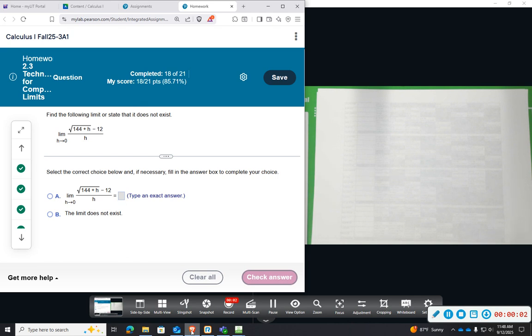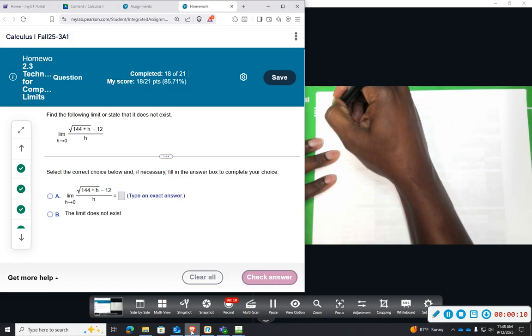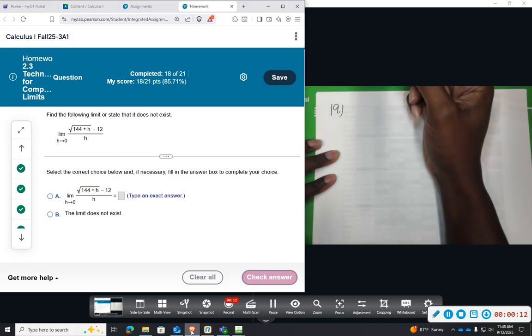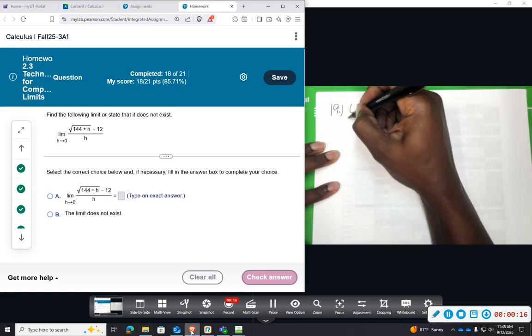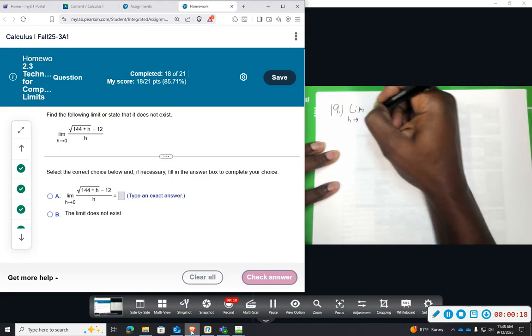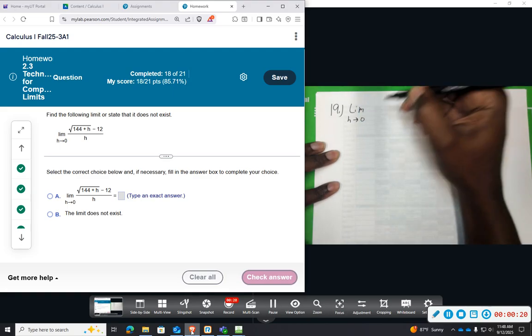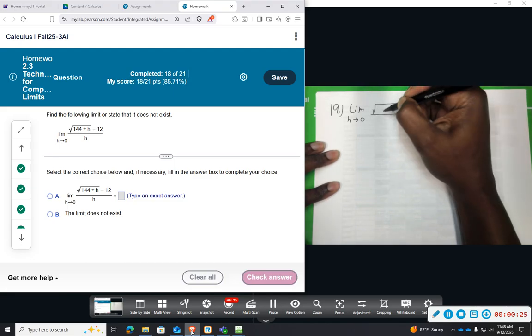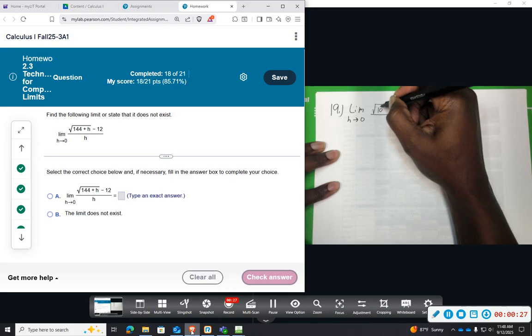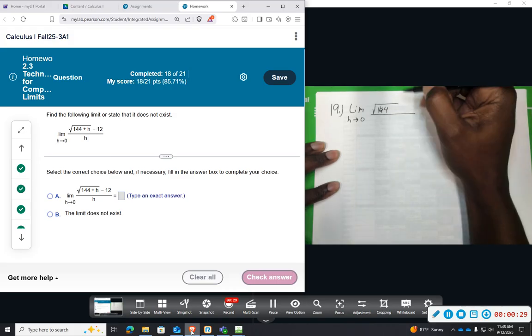All right, question number 19. We want to find the limit of this rational function, and we have a square root. So just like the previous problems, if we were to try to use direct substitution as h goes to 0, we would get 0 on the denominator, and we cannot solve that, so we're going to have to employ some algebraic methods.